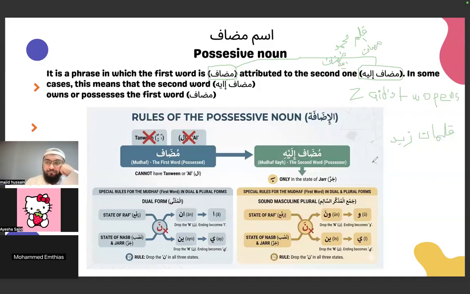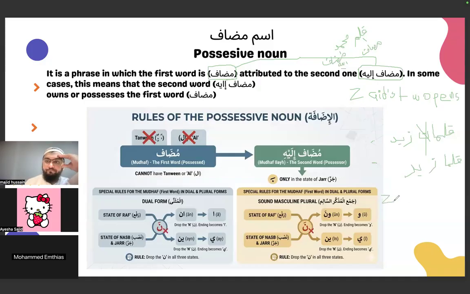Second step, I will remove the noon. I'll drop it. I cannot have the noon because noon is equal to having a tanween. So I will say qalama Zaid. That will be the form when the objects are dual. Okay, before even going to the plural, let's learn slowly with the singular.